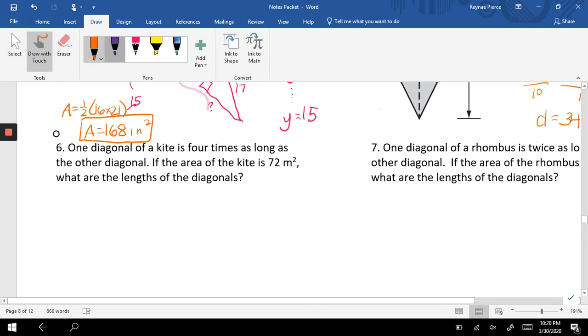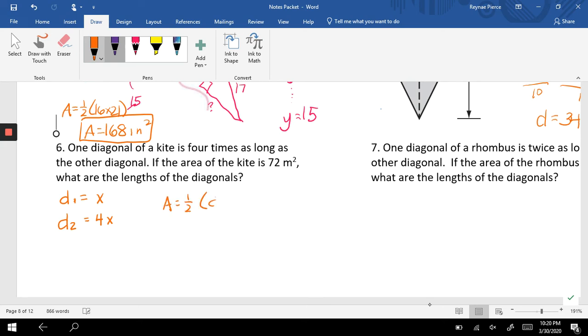All right, so one diagonal of a kite is 4 times as long as the other diagonal. With these, it doesn't necessarily matter what you make d sub 1, d sub 2. Say d1 is x, the second diagonal is 4 times as long as the other, so 4x. Again, I'm going to start with this equation, and I'm going to fill in the bits and pieces that I know. I know the area is 72.